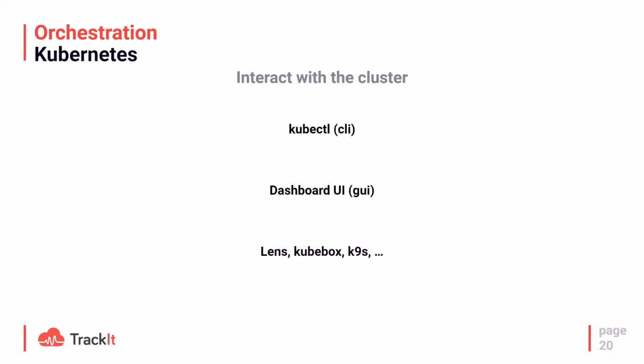And you have third-party solutions. The one I'm using personally is Lens, which is really great. It's a GUI software you run on your own laptop, and it's going to provide you with an interface where you can see every resource, kind of like the dashboard UI, but the dashboard UI is running inside Kubernetes. Lens is running outside, so Lens, Kubebox or Kubernetes are all running outside of the cluster and are just communicating with the Kube API server for you.